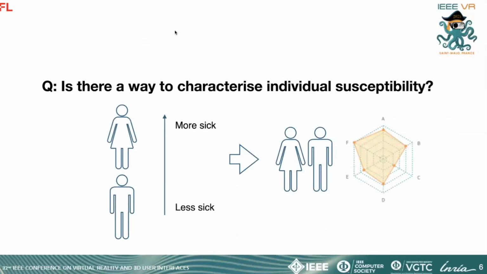The question here is, is there a way to characterize individual susceptibility? Previous studies have mainly focused on a single dimension of measure, the overall level of cybersickness. But is that enough? Could we develop a more comprehensive method to identify key sensitive factors for each individual and rank these factors based on their level of impact?